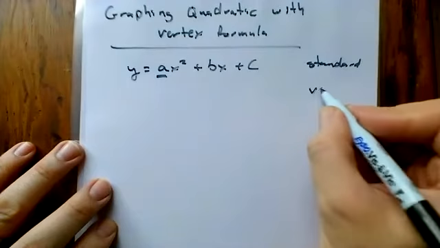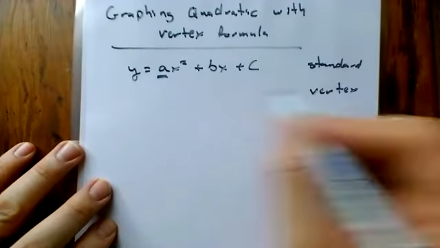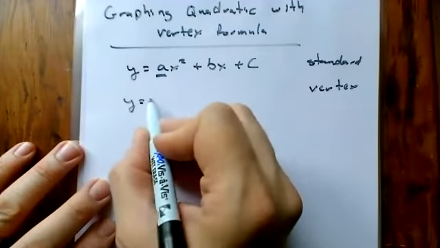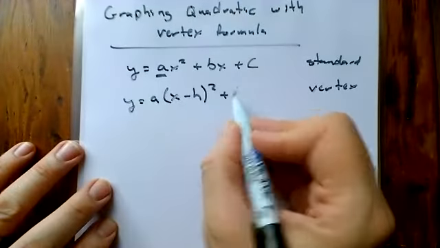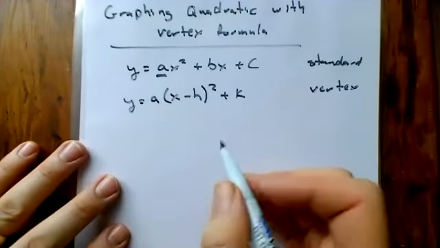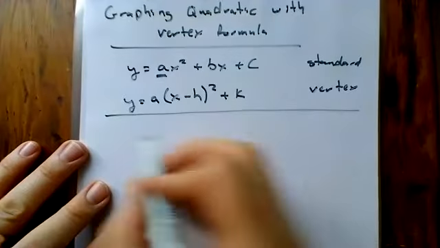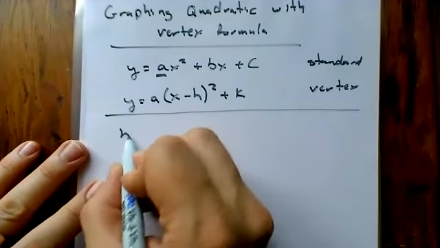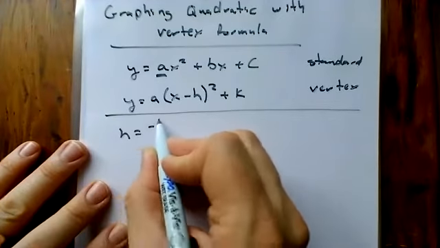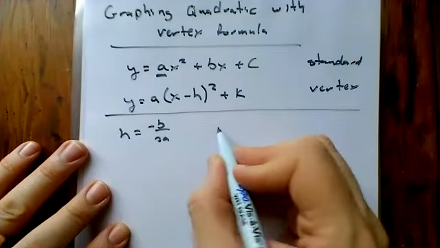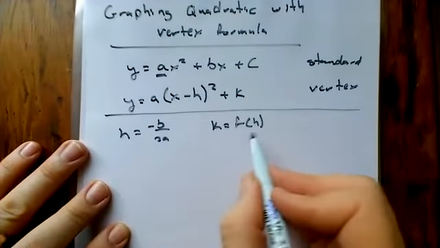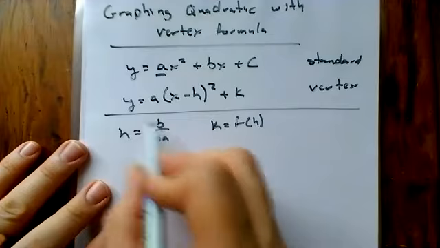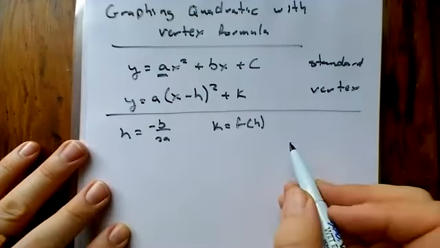to a vertex form. And the vertex form is just that y is equal to a times x minus h squared plus k. We also know that the h is equal to negative b over 2a, and that k is just that function at h. This is just the y value associated with the h.